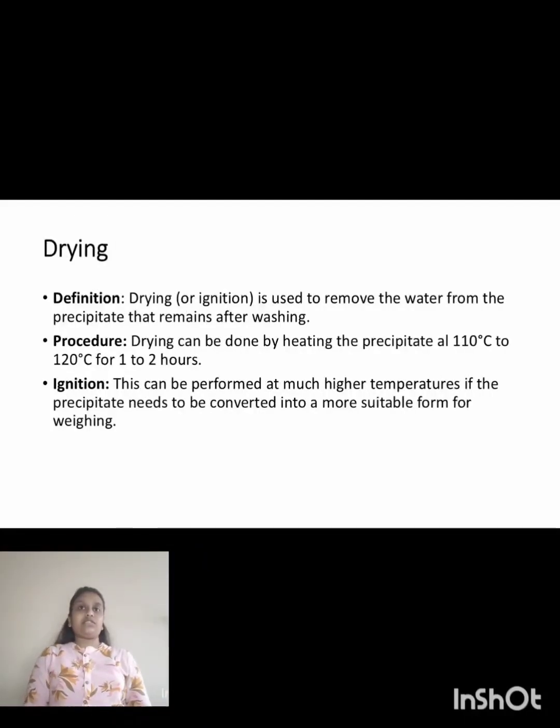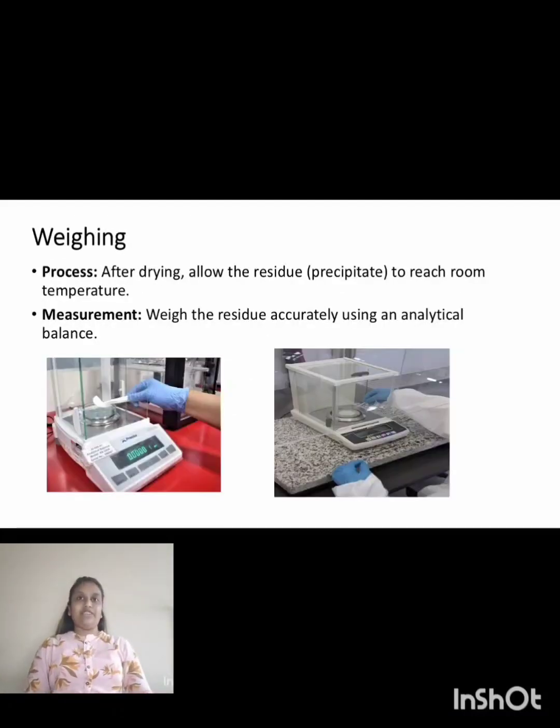The sixth step is drying. Drying or ignition is used to remove the water from the precipitate that remains after washing. Drying can be done by heating the precipitate at 110 to 120 degrees Celsius for 1 to 2 hours. This can be performed at much higher temperatures if the precipitate needs to be converted into a more suitable form for weighing. The seventh step is weighing.